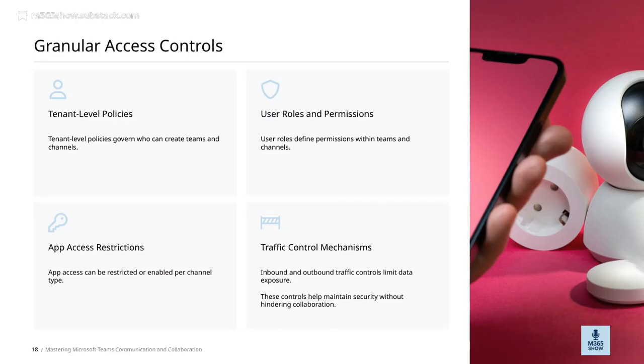Moving on, traffic control mechanisms include features like restricting or enabling app access based on the channel type. This gives you the flexibility to allow certain apps in specific contexts, while blocking others where necessary. It's all about tailoring your controls to fit your organization's needs. Next, let's talk about app access restrictions. By setting these, you can determine which apps are available within your teams and channels, adding another layer of security and control.